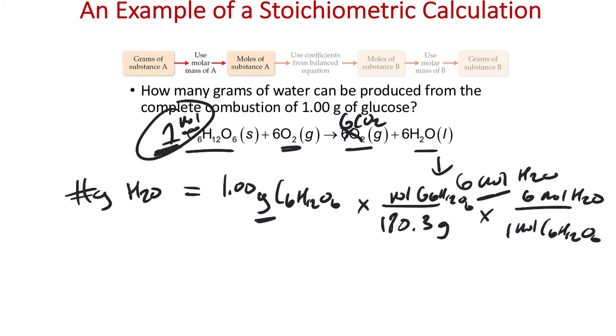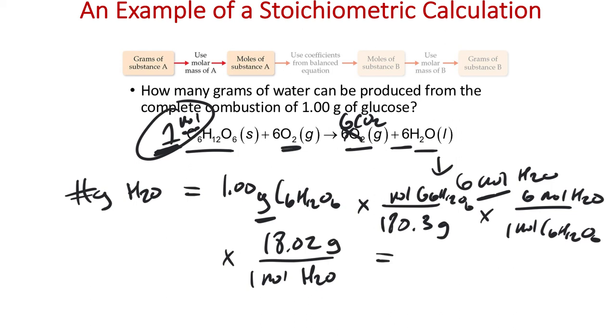And so this is just using this coefficient here. For every 1 mole of glucose that reacts, we produce 6 moles of water. And then 1 mole of water, we don't really need the liquid, just 1 mole of water. What's its molar mass? Just 1.008 times 2 plus 16. So just from the periodic table, it's 18.02 grams.